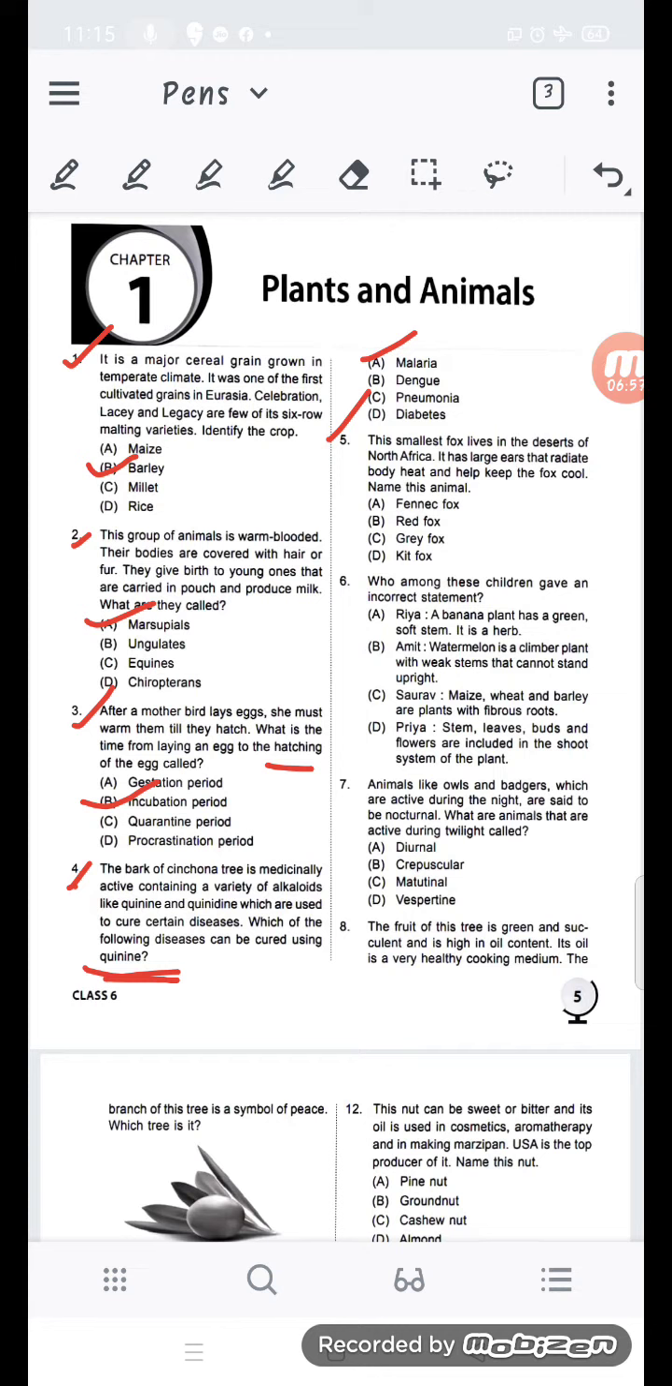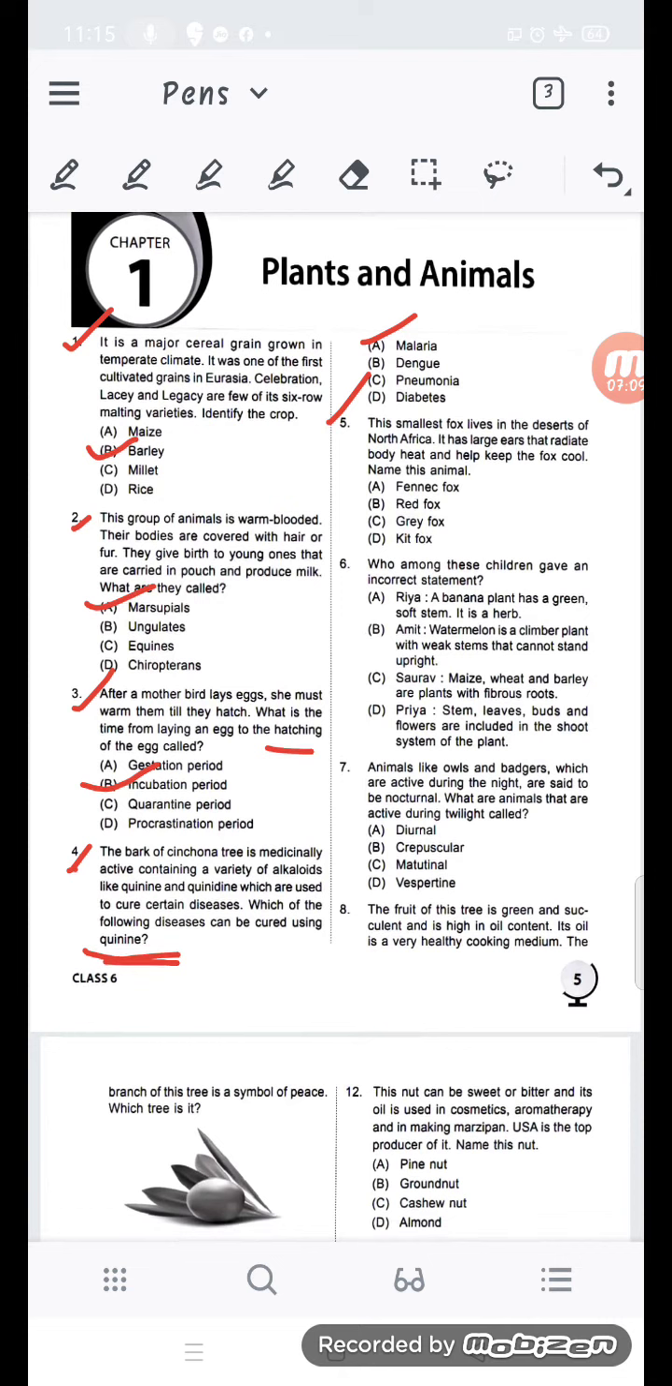Let us see the options. Option A, fennec fox. Option B, red fox. Option C, gray fox. Option D, kit fox. So, it is basically a fennec fox. Okay, fennec fox, who lives in North Africa. Coming to question number 6.